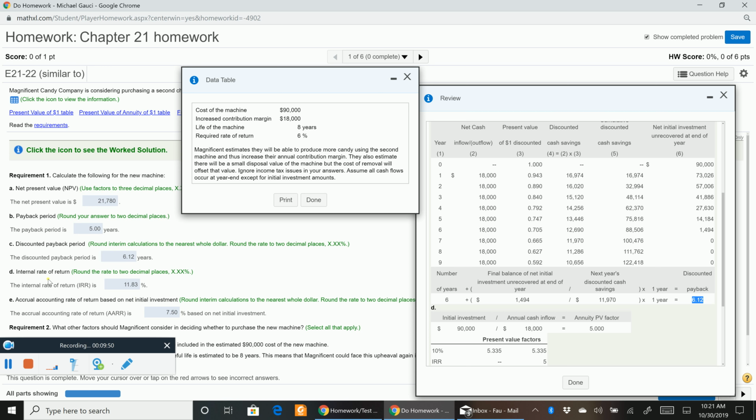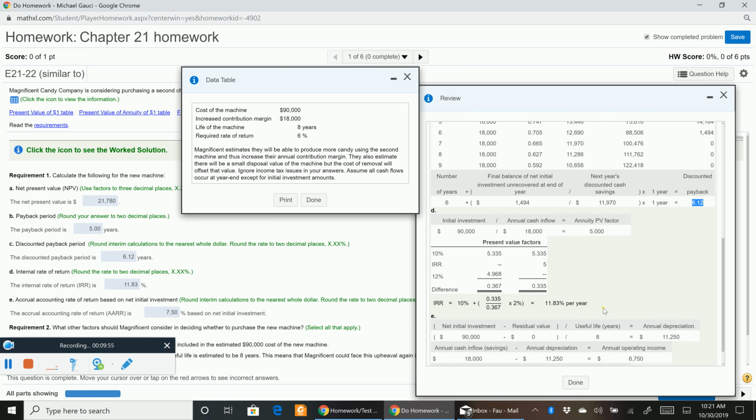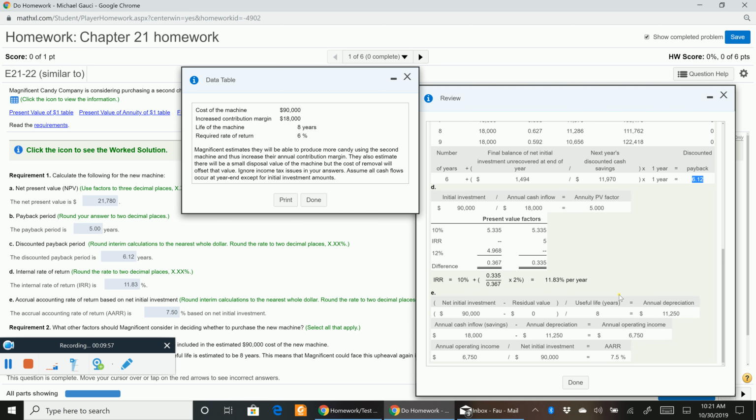Letter D, the internal rate of return. The internal rate of return is when the net present value is 0. That's what that means. The internal rate of return is when net present value is 0.